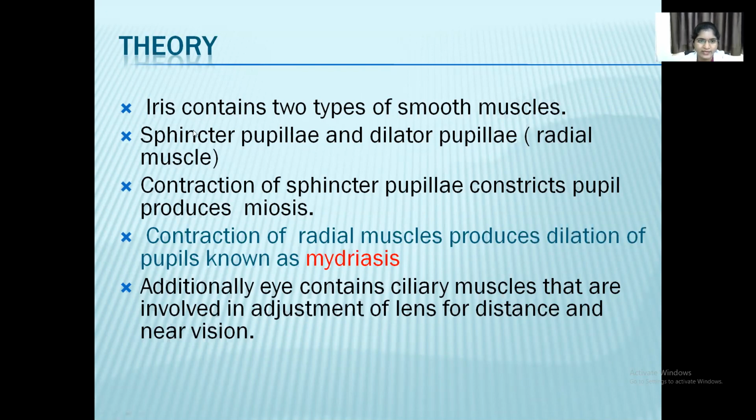muscles are also present in the eye, which are involved in the adjustment of the lens, or accommodation, which is used for distance and near vision. It also increases the outflow and reduces the intraocular tension.